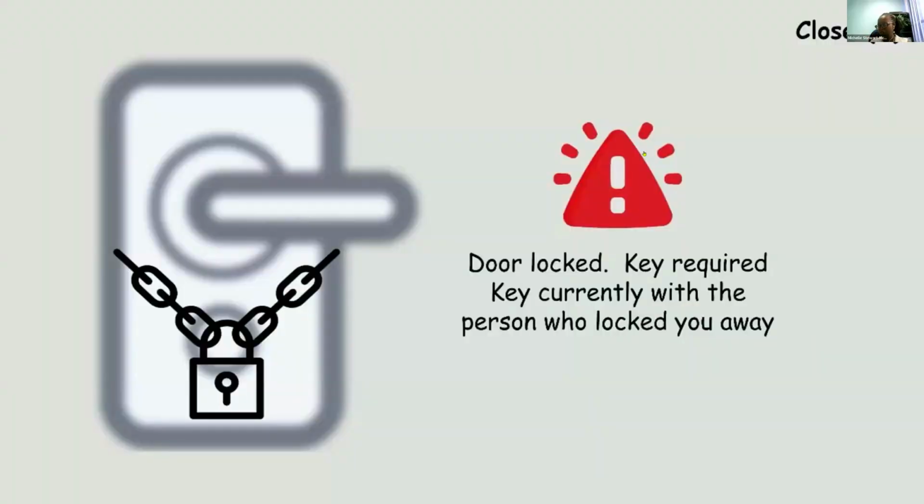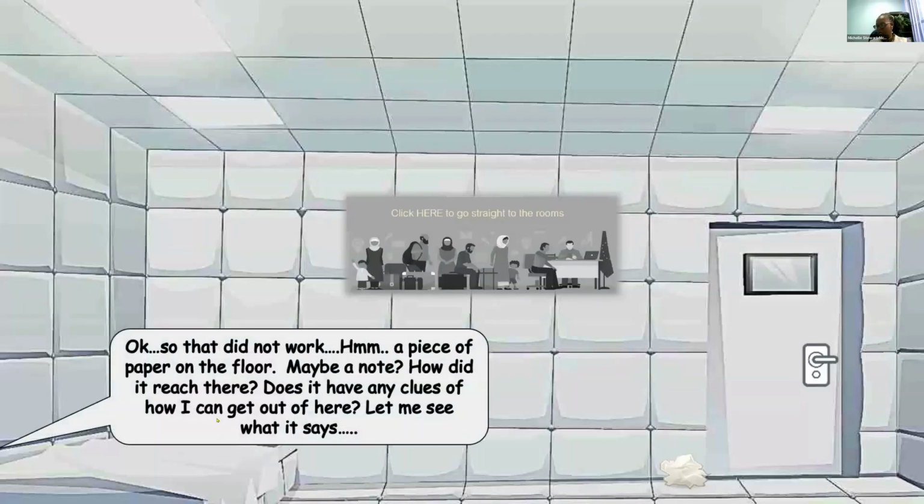Door is locked. So he goes back. That didn't work. Notices it says a piece of paper on the floor, maybe a note. But there is something on the door. It says straight here to the rooms, and then there is the crushed paper. What shall we do? Should we go get the paper? Crushed paper. Oh, we go for the paper.